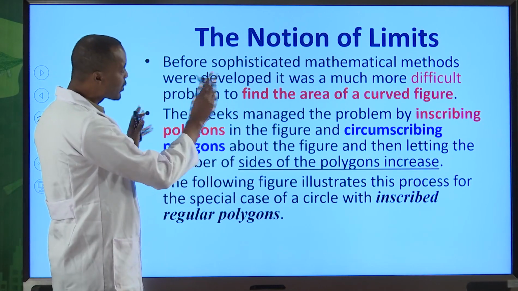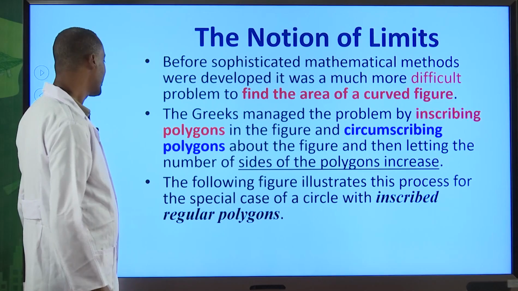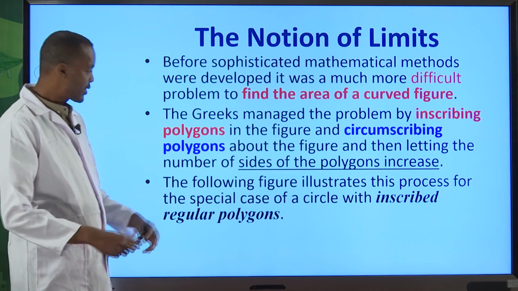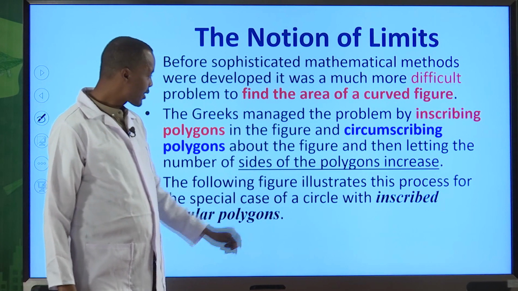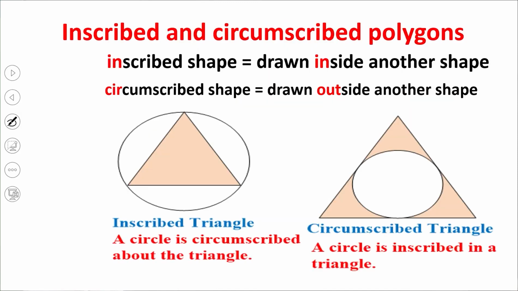So let us see some of the notions of limit. What does it mean exactly? Before sophisticated mathematical tools were developed, in the early days, like Archimedes, when they wanted to find the area under a curved figure, the Greeks managed the problem by inscribing polygons in the figure and circumscribing polygons above the figure, and then letting the number of sides of that polygon increase, so that eventually the sum of those inscribed or circumscribed figures would be equal to the area under that curve.